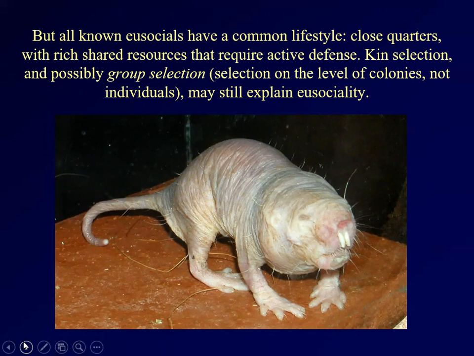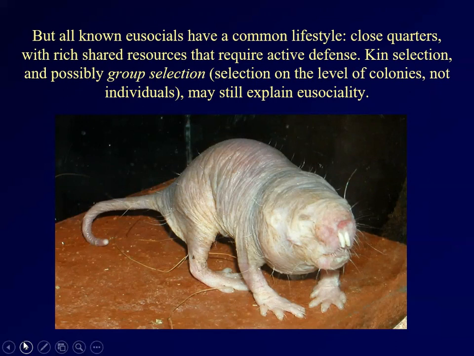Kin selection might have something to do with it, because members of a typical eusocial species usually are related to each other. That thing I mentioned where you can swap queens and workers around is something that beekeepers can do, but it's not clear how often that would happen in nature. And there may also be something going on that's a bit controversial called group selection, which is selection on the level of colonies.